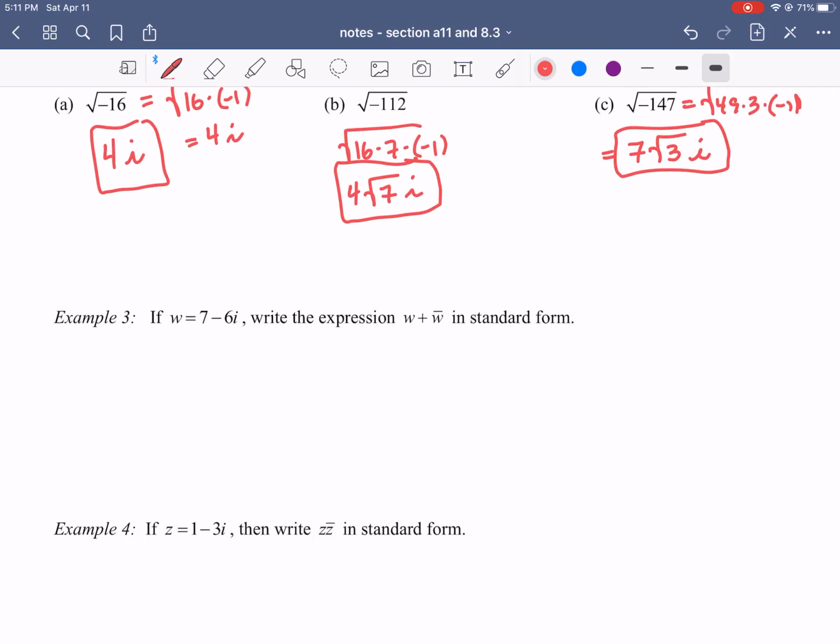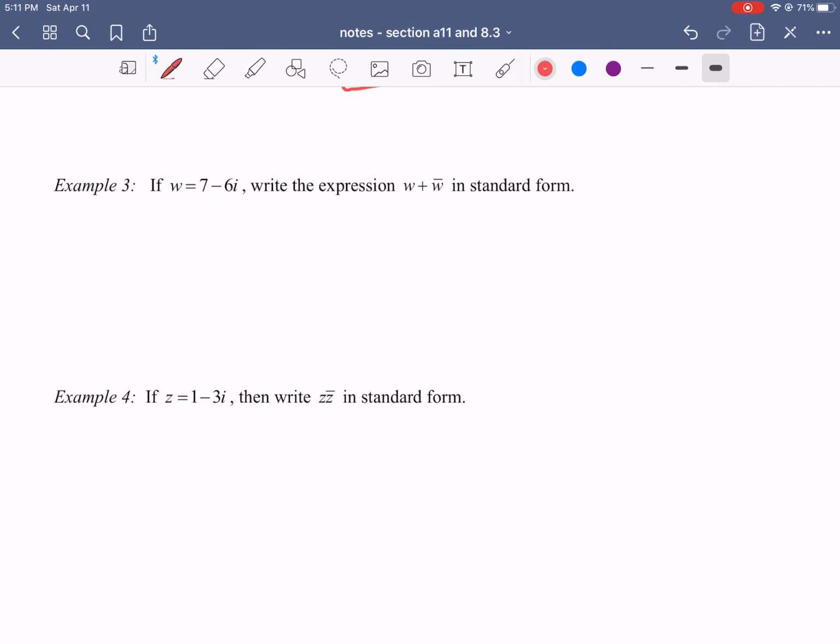Okay, example 3 and example 4 are going to be pretty straightforward. We've got an imaginary number w, 7 minus 6i, and we want to write the expression w plus w bar in standard form. So this is pronounced w bar because of the bar over the top, and what that means is conjugate. So that notation, whenever you see the bar over the letter, means conjugate.